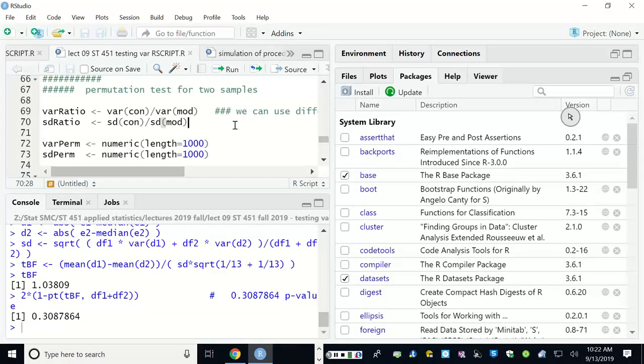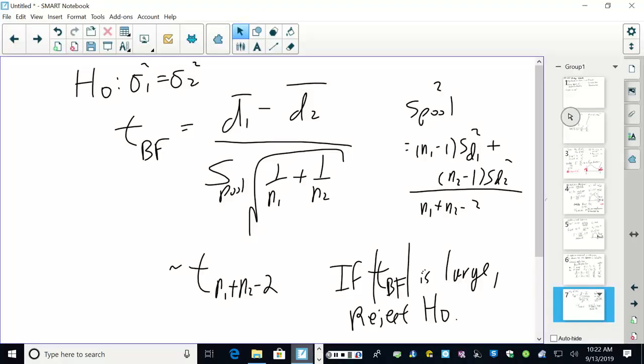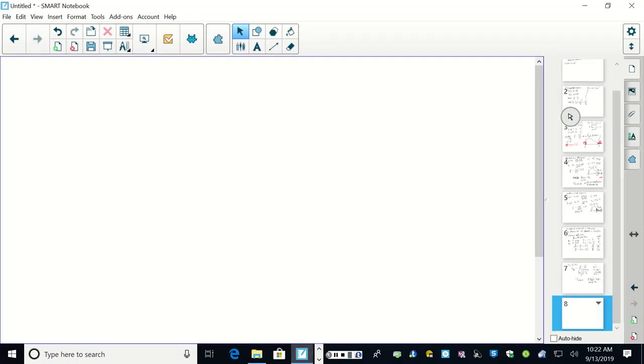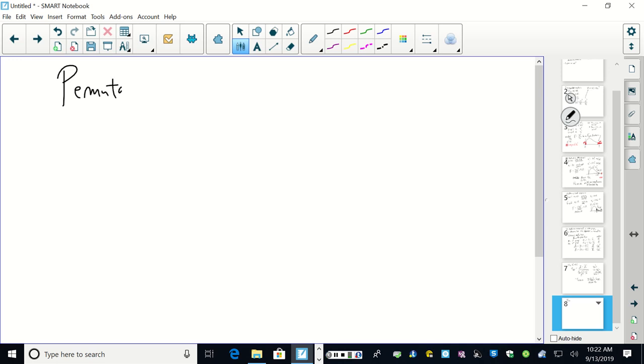One other possibility is to do a permutation test for two samples.